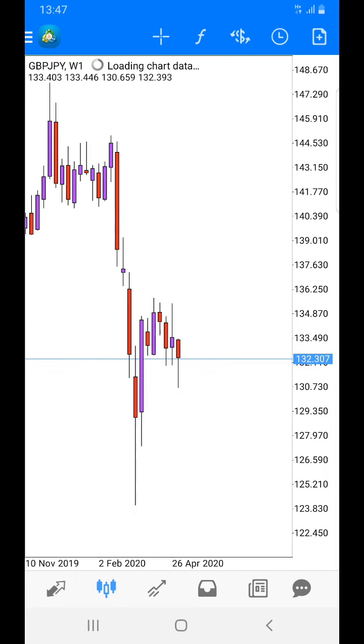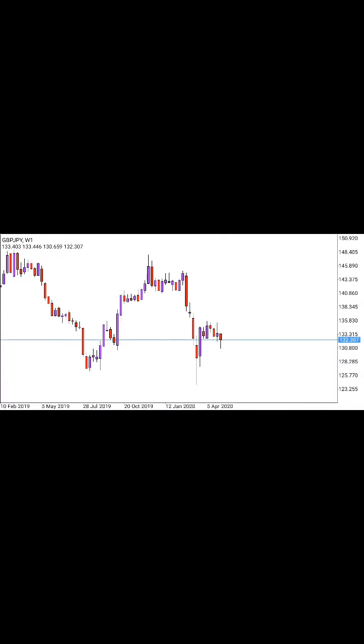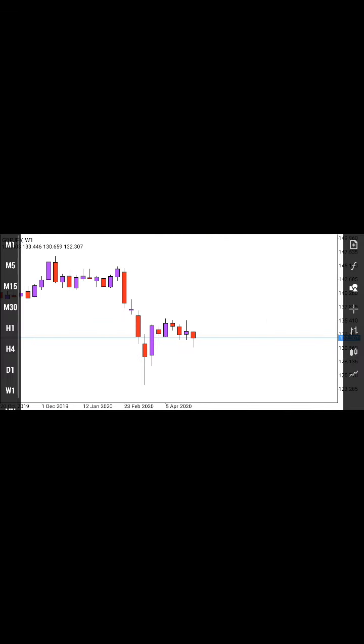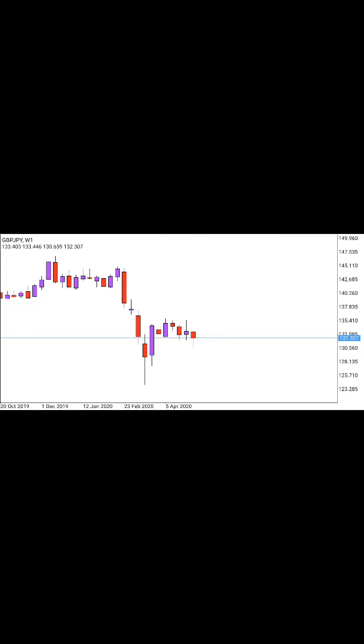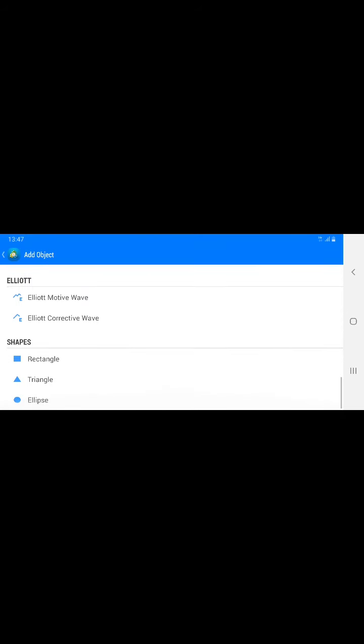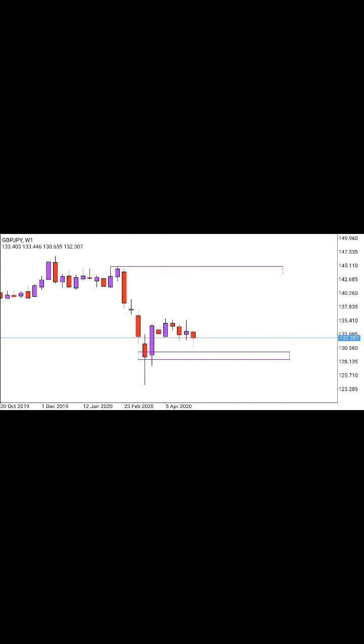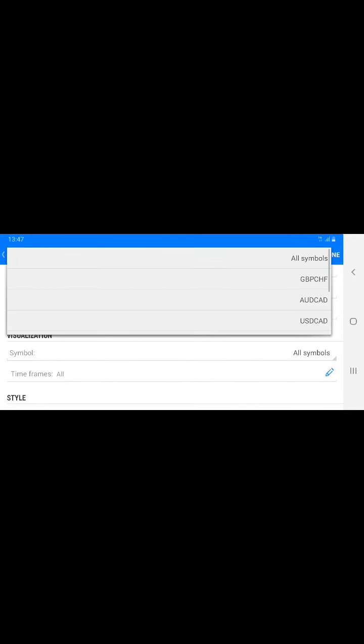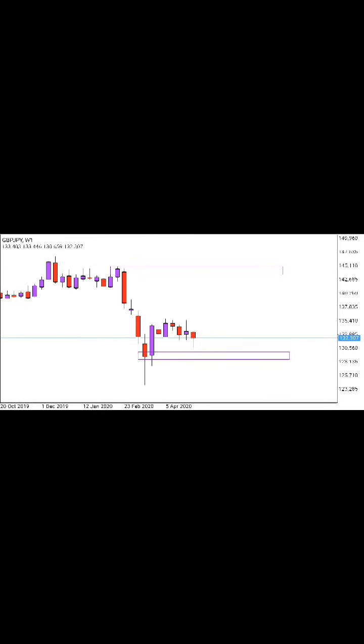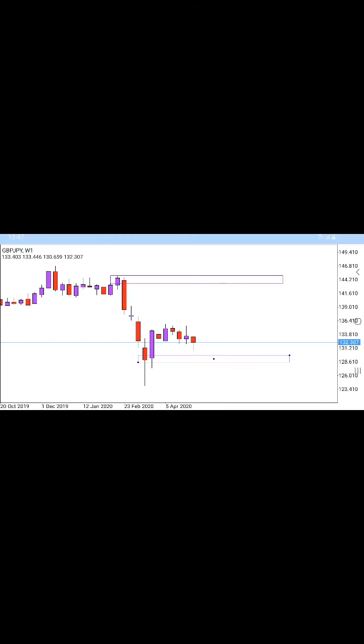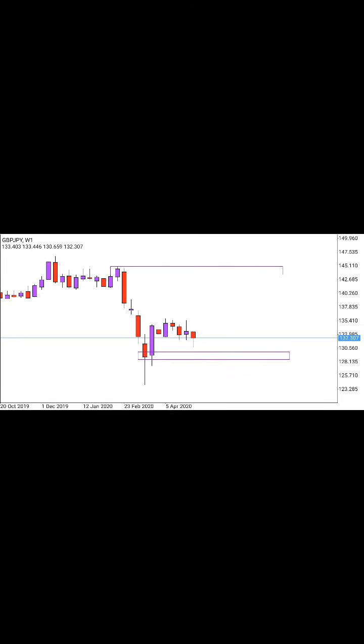Pound yen. Pound yen price has the last supply that we see here, rally base drop. It's a rally base drop in the daily, and drop base rally in the daily for here. Rally base drop, that is the supply. This one is demand. Okay, supply on top, demand below.